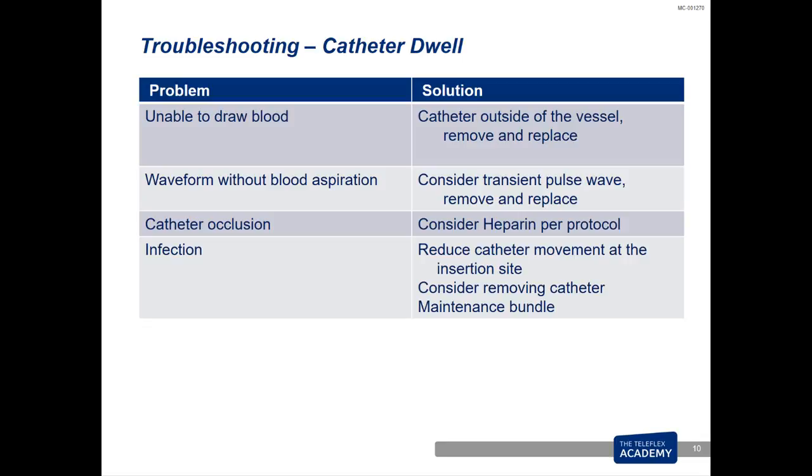If for some reason you can't draw blood, you reassess, you relevel, you re-zero, and if the catheter is not functioning, you remove the catheter. Many times when you cannot draw blood from an arterial catheter, the catheter may have slipped outside the vessel and is sitting transiently against the wall of the artery. So if you have a waveform without blood aspiration, you really need to consider, is that catheter tip still in the artery? Has it moved outside the artery and is sitting within the space within the wrist?